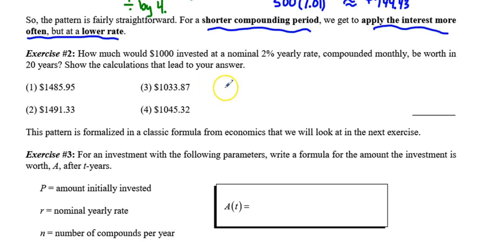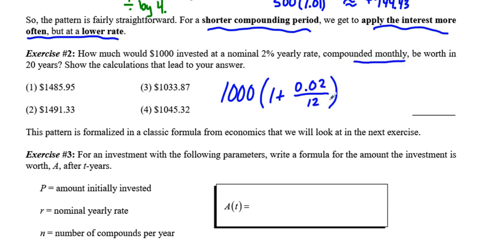Okay, so something like this. We've got $1,000. Got a 2% rate, so we'll go 1 plus, but instead of doing 0.02, I've got 0.02 divided by 12, because there's 12 months in a year. And then the exponent, well, it's going to be 12 times 20, because for each of those 20 years, we're going to do 12 compounding periods. And then when you do the math there, you get 1491.33. Choice 2.